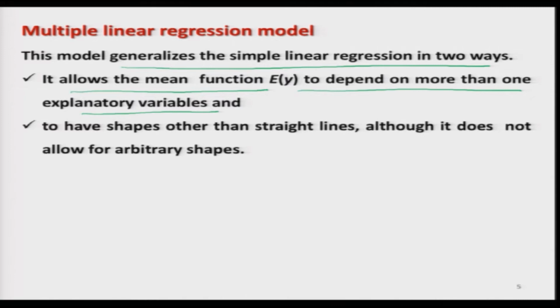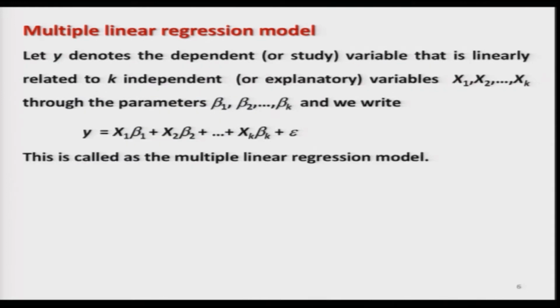And this can also entertain different types of shapes, for example, a straight line, although it does not allow for any arbitrary shapes. Right, there are different types of things which I will try to show you in the forthcoming slide, that it is possible that a relationship which looks non-linear in the scatter diagram may be transformed into a linear relationship, which will look at least linear on the scatter plot. Okay. So, now we will use the similar notation that we used in the case of the simple linear regression model.